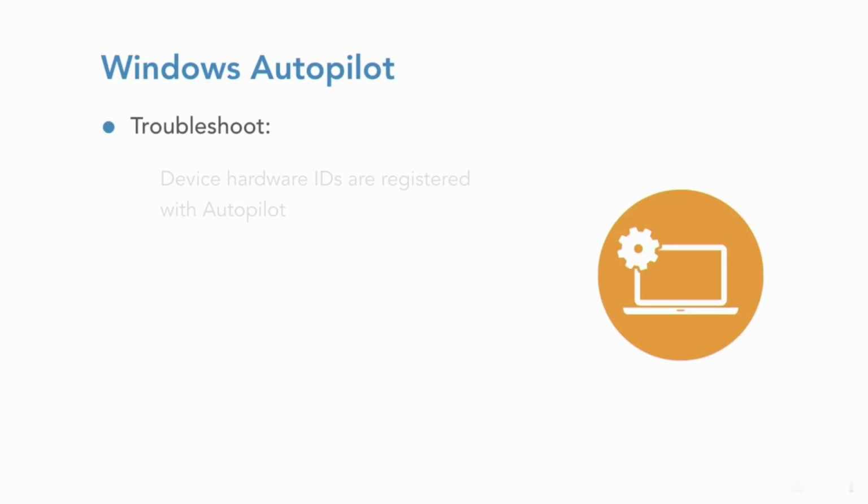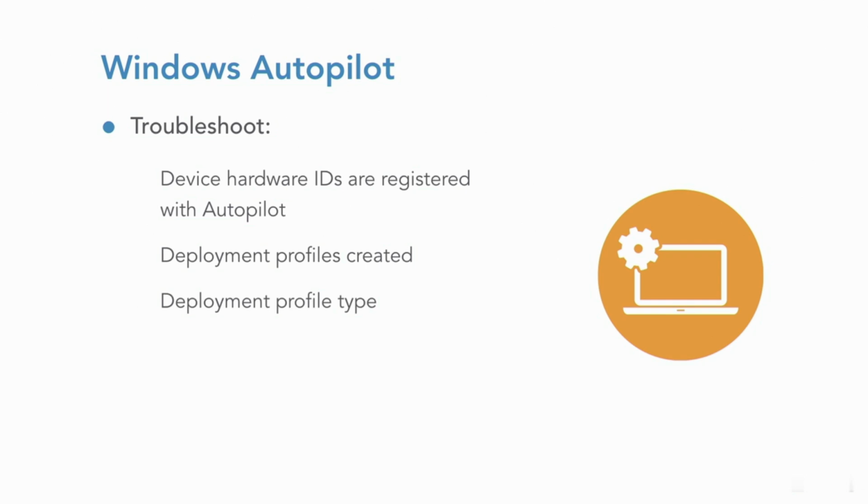You also need to ensure that device hardware IDs have been successfully registered with the Windows Autopilot deployment service. Deployment profiles have been created and the correct type of deployment profile has been used, for example, if the device is a self-deploying kiosk. You also need to ensure the deployment profiles have devices assigned to them and that they show in the portal.